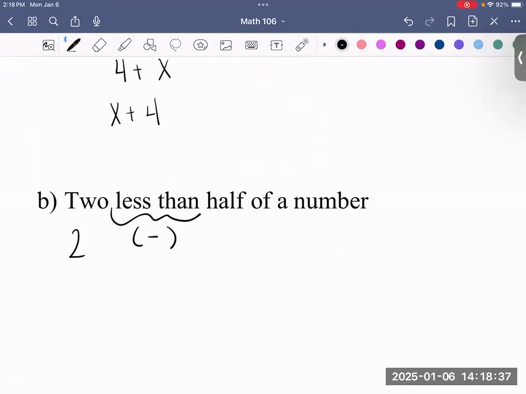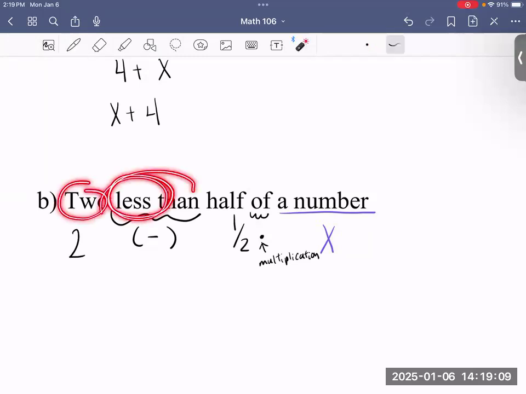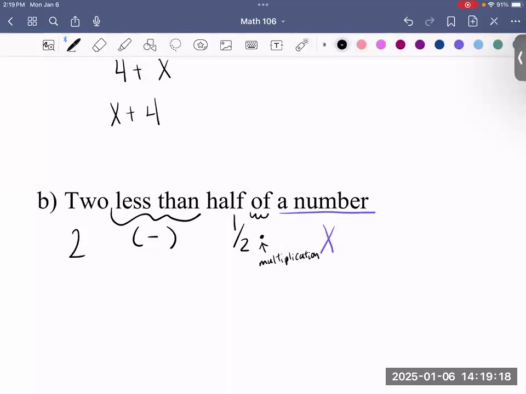Half of a number. Well, what's half of a number? We said that a number stands for a variable. We'll just say that that's x, and we're going to take half of it. And you might not know what of means, but of is multiplication. Now, what is doing the subtracting? Well, the action of the word suggests 2 less. That means we're going to take away 2 of half this number. So 2 is doing the subtracting.